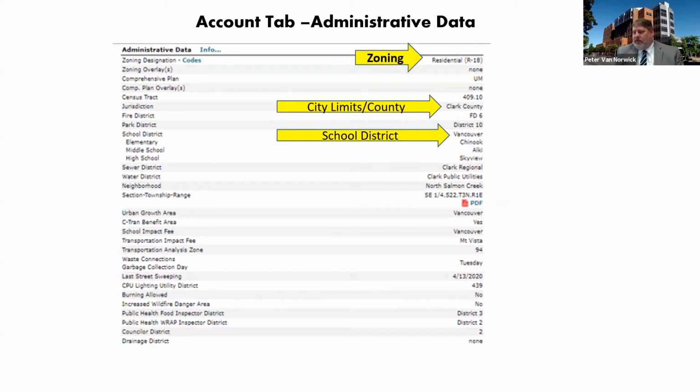Because, as I said, we do get a number of calls from people saying, hey, I thought I was in the Camas School District and I'm really in Vancouver. Those questions can be addressed right at the beginning.